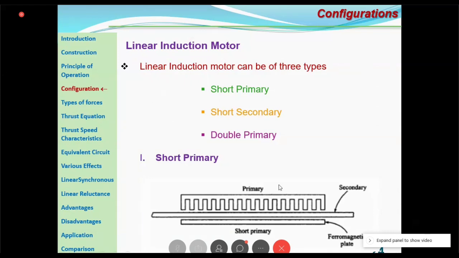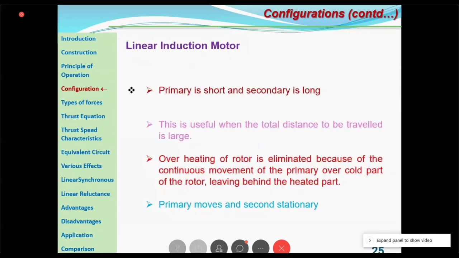Since you are having a short primary, it has to be used when the distance traveled is more. So here you can see when the distance traveled is more, you have to apply this short primary type. And remember, one more thing: the overheating of the rotor can be eliminated. Why? Because of the movement of the primary over the cold part of the rotor when leaving behind the heated part. So the overheating of the rotor can be eliminated in the case of short primary.